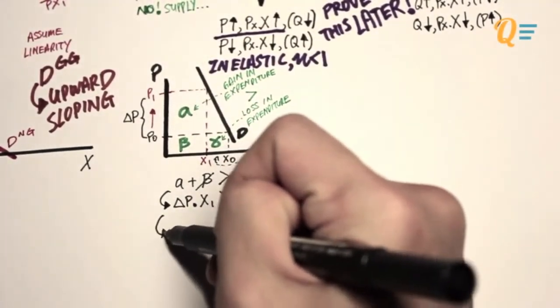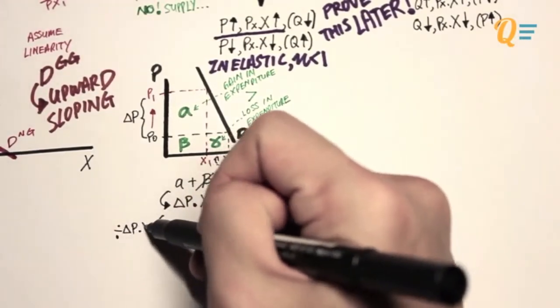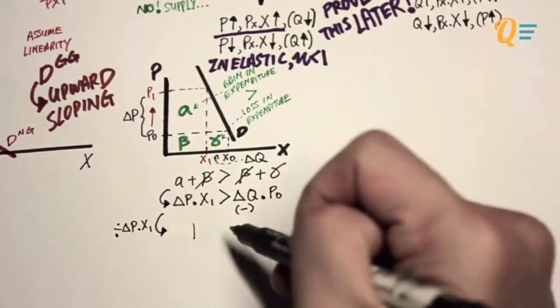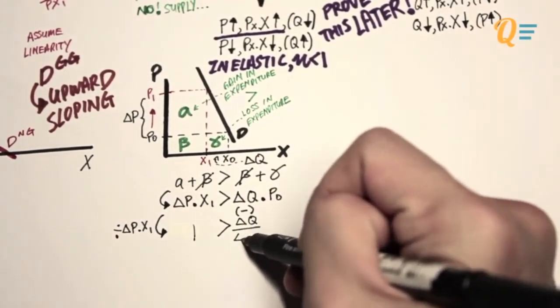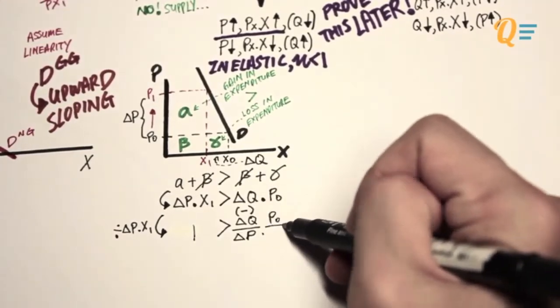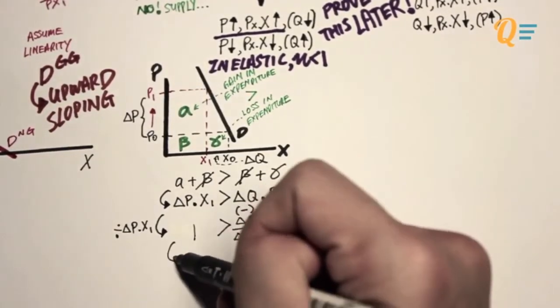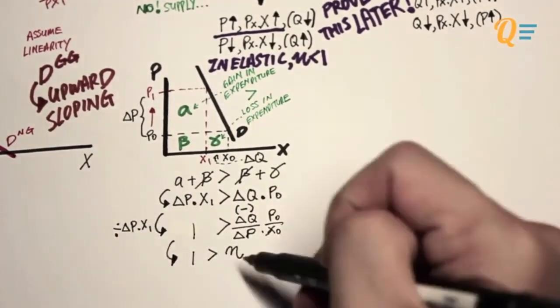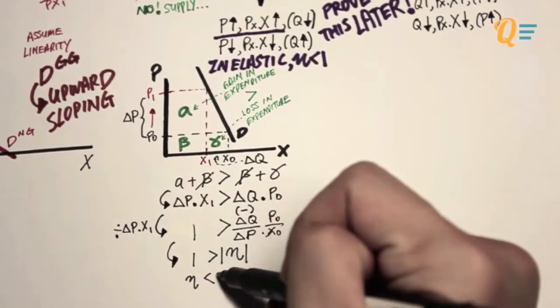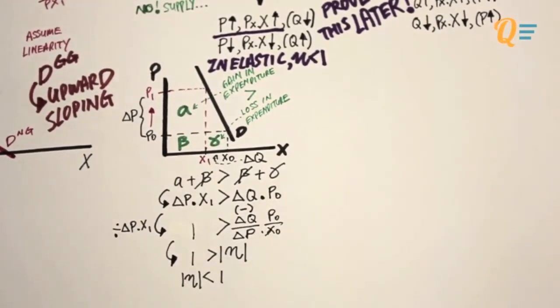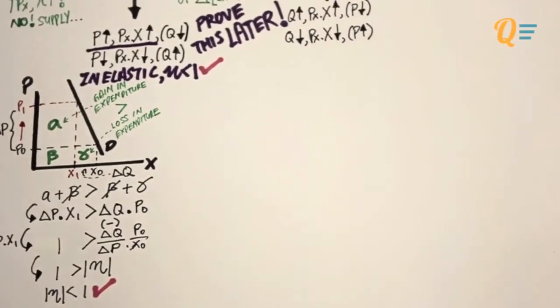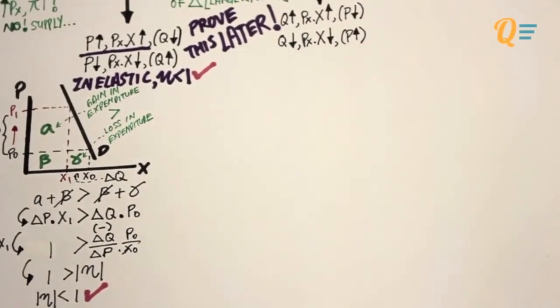Next, I'm going to divide both sides by the change in P multiplied by x1. So the left hand side is going to simplify to a value of 1, and 1 is more than this set of algebra that you see over here. And I know that the right hand side of this equation is going to be my price elasticity of demand. So I'm just going to replace it with the value of mu, and I'm going to take the absolute value so that I don't have to bother about the negative sign. So therefore, the price elasticity of demand is less than 1. So this is inelastic. There you have it. I've proven that the relationship between price and expenditure is a positive one.